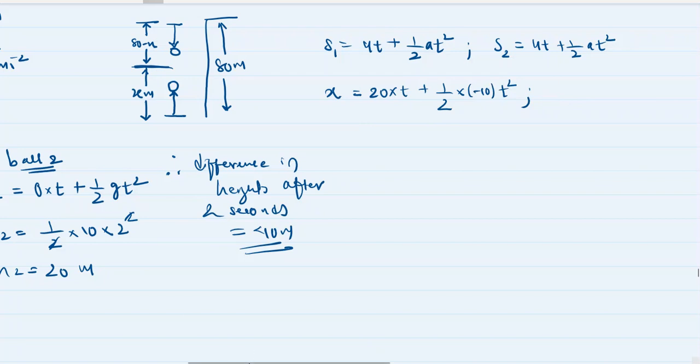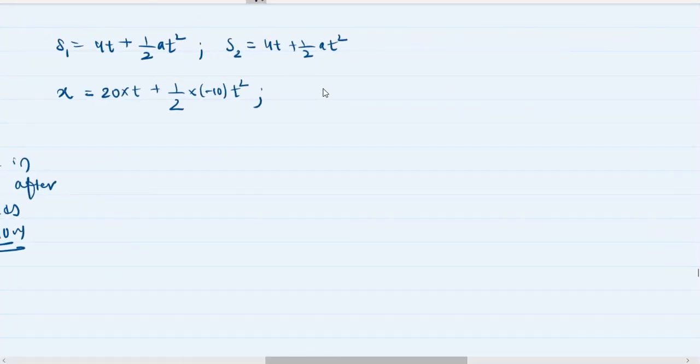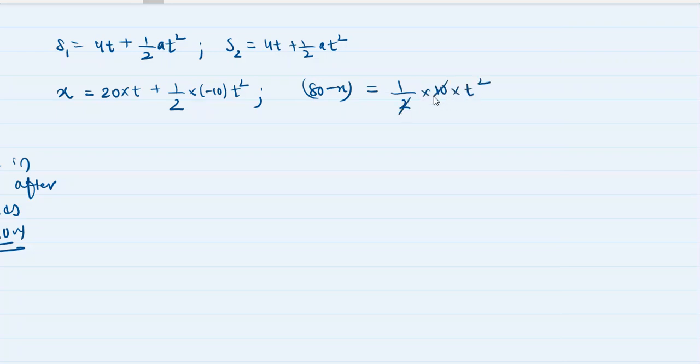For equation number 2, we have S2, which is 80 minus x is equal to ut. Now here u is 0, initial velocity is 0 for the ball which is being dropped down. So ut will become 0. This will remain half gt square. So half multiplied by 10 multiplied by t square. So this will become 5. This will become minus 5. So x is equal to 20t minus 5t square, and here 80 minus x is equal to 5t square.